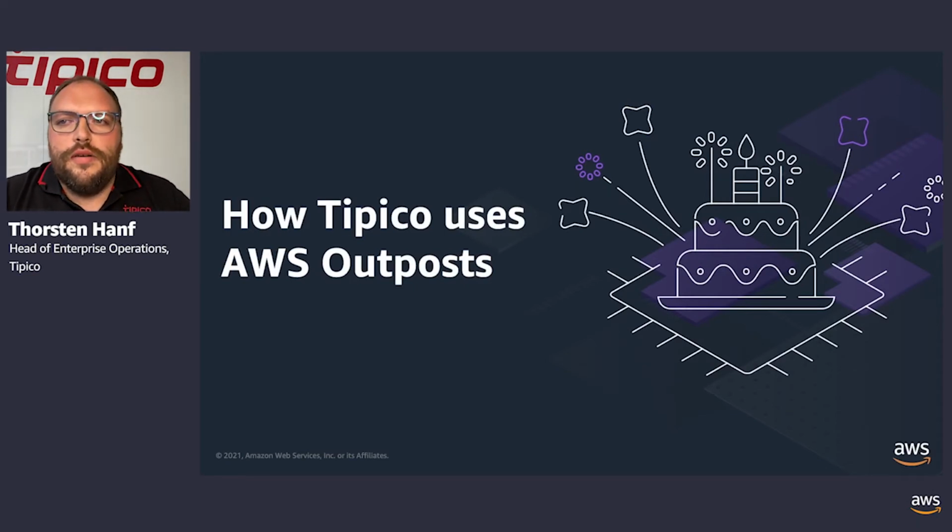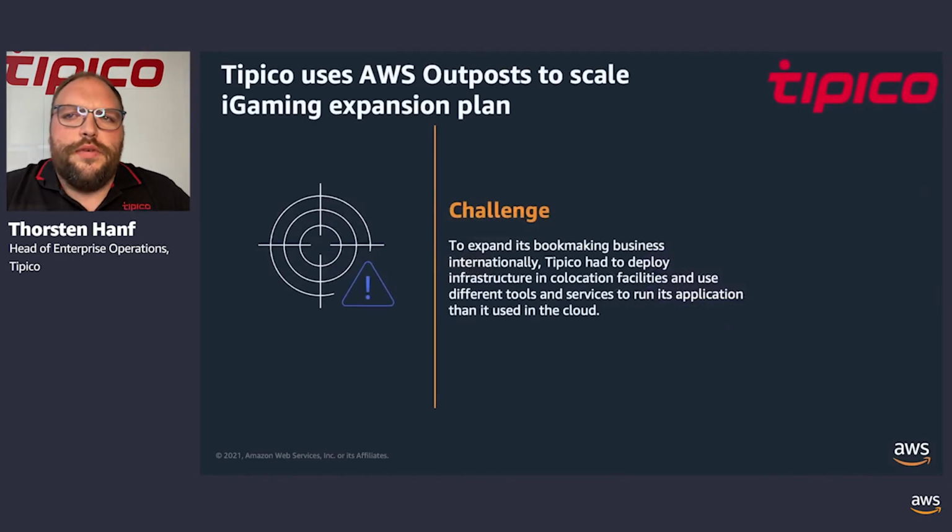So yeah, Tipico, let me start with our challenge. Where we came from, why did we choose Outpost? Let me first explain the situation we were in. There was a decision from the business side that we want to go to the US market and expand there. With that decision, we knew there are some regulations. We need to store data on premise in a data center because the data needs to remain in the state where we are licensed. So there was immediately a challenge in our minds.